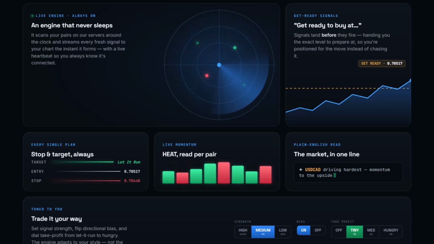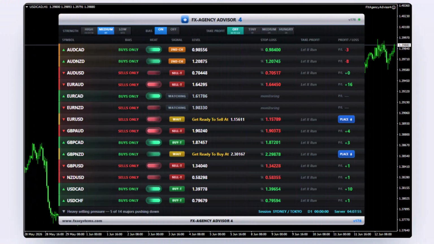One of the biggest challenges for many Forex traders isn't placing a trade, it's knowing where to focus in the first place. With dozens of currency pairs available, it's easy to waste time jumping between charts looking for opportunities. FX Agency Advisor 4 is designed to simplify that process. Instead of opening chart after chart, the dashboard gives you an overview of multiple markets at once. It displays live currency strength, current market bias, momentum, and trade setups in one easy-to-read interface.